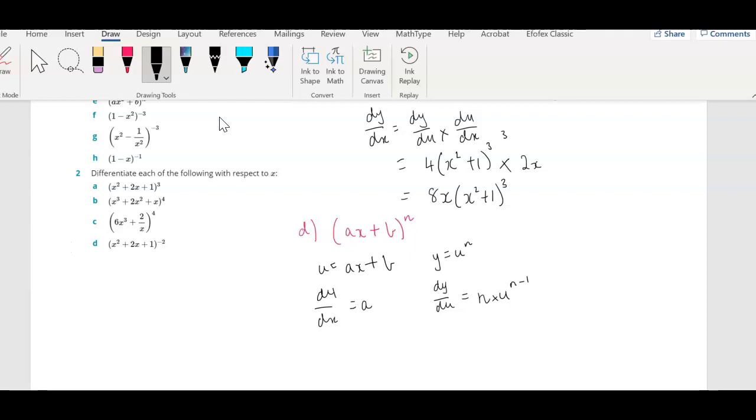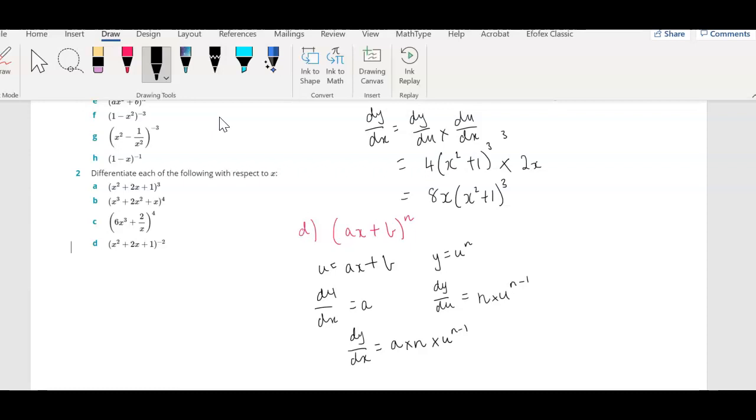Because we don't know what n is, we do know that we subtract our power by 1 when we're taking the derivative. So it's just got to be left as n minus 1. So dy/dx becomes du/dx times dy/du. I'm just going to do it in that order. So a times n times u to the power of n minus 1.